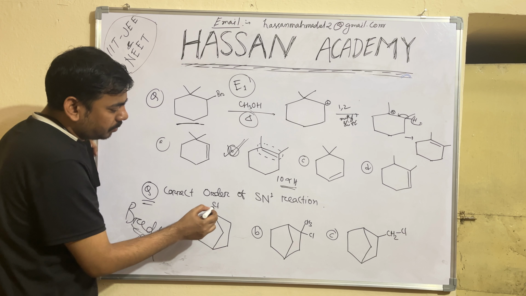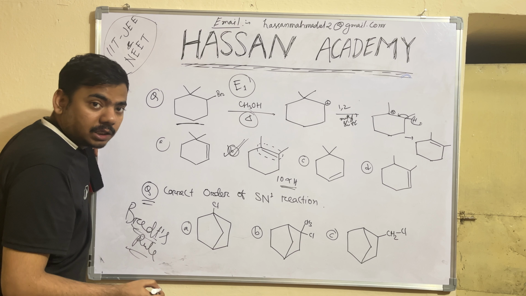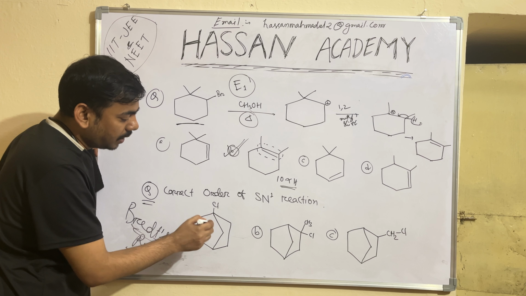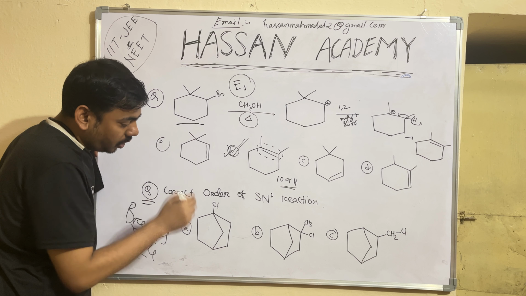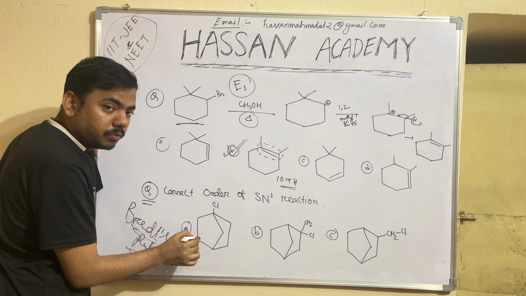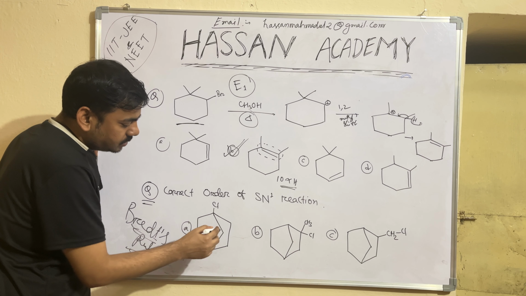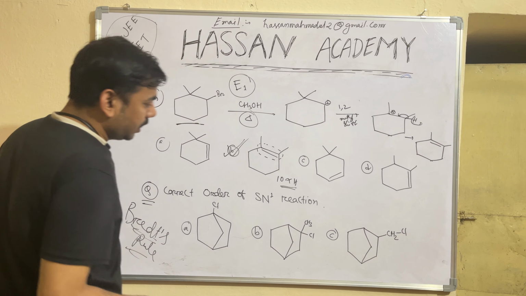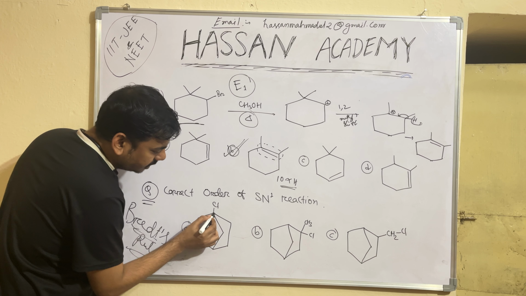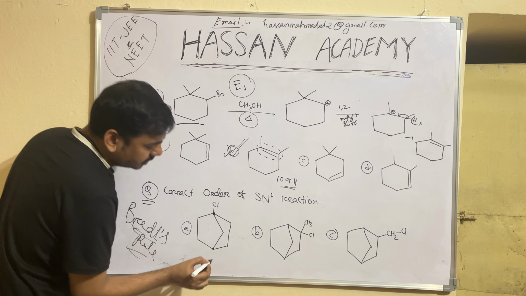What is this compound? Remove this chlorine. It is a bicyclic compound, bicyclo 2,2,1 heptane. This is also called norbornane. Not norbornene; norbornene means one double bond will be there. Once you know that these are cyclic, bicyclic compounds, here two things you should know: bridgehead carbon. Here this one and this one are bridgehead carbons.